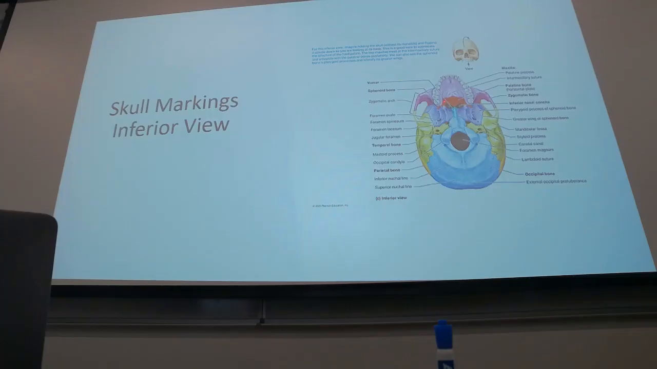And then there are some tiny foramina here in the palatine, like the greater and the lesser palatine foramina. And then all of these provide nerve passages and blood vessel passages to provide oxygen and nutrients to the hard palate. Any questions of this inferior view of the skull?